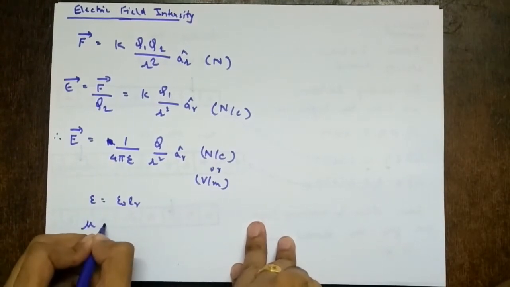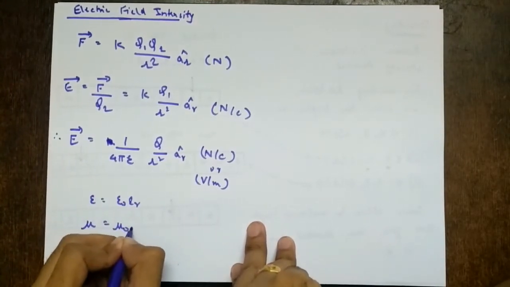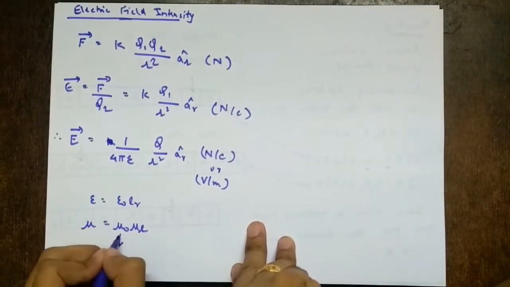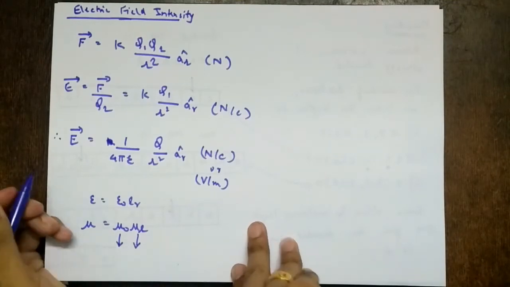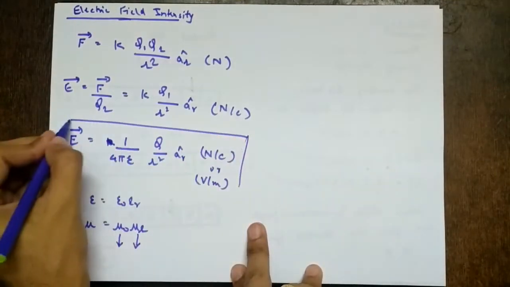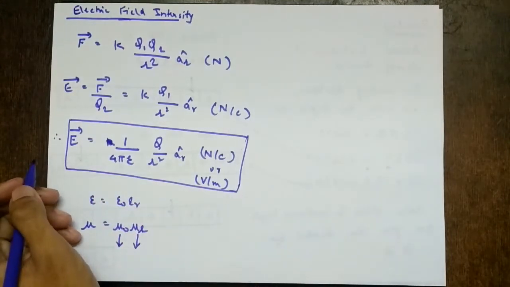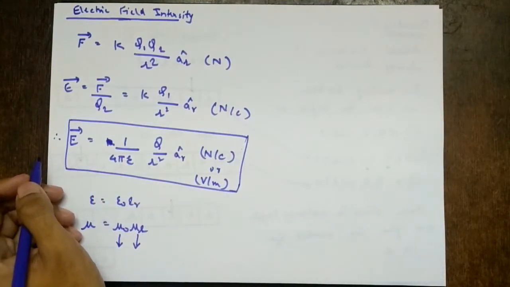Similarly, you have something called mu, which will come further in the subject. So it is mu 0, mu r. Mu 0 is permeability of free space, and mu r is relative permeability. So this formula is very important for the entire course. Make sure you know this by heart. Okay, so this is about electric field intensity.